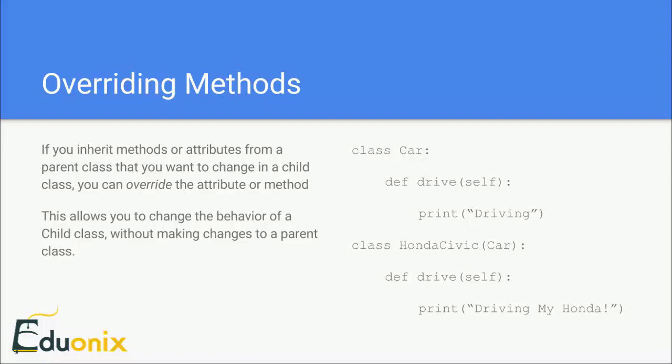One example of this might be you have a car that you have implemented a drive method for, but now you have a specific car, like our Honda that we worked with, and you want it to drive in a different way.